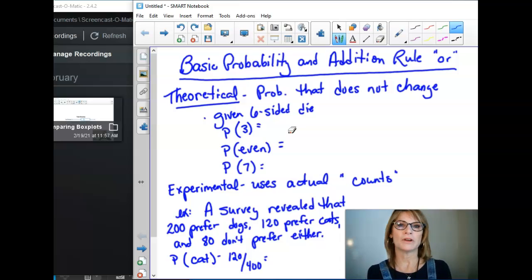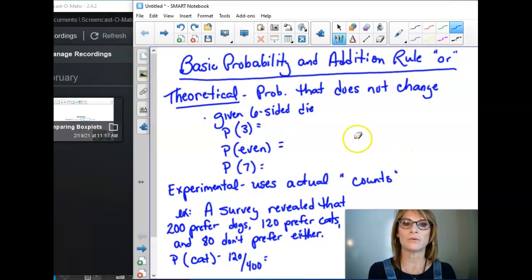What's the probability of getting stuck in the elevator? What's the probability that the next person walking out of the library is a female? What's the probability that the next president is from California? So, an educated guess. But let's start with theoretical probability.